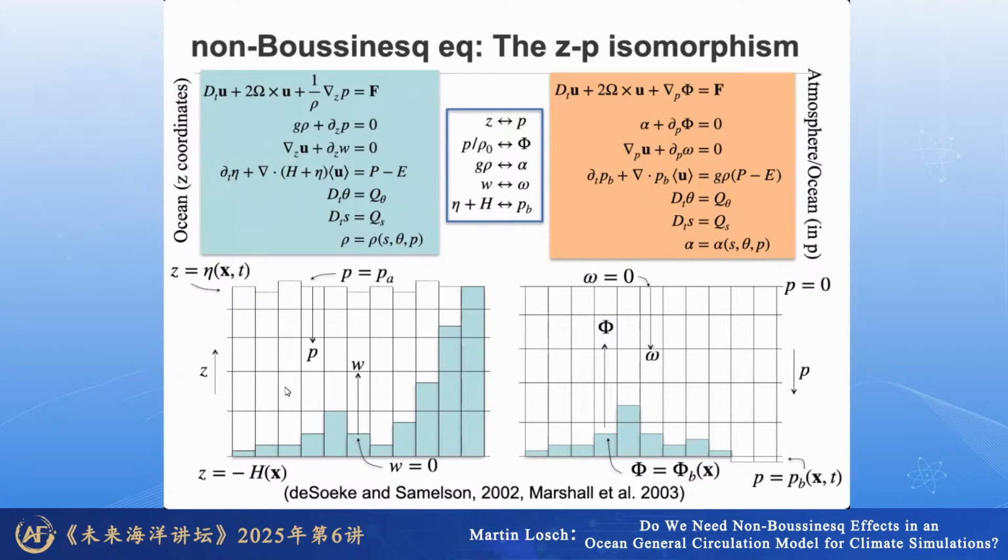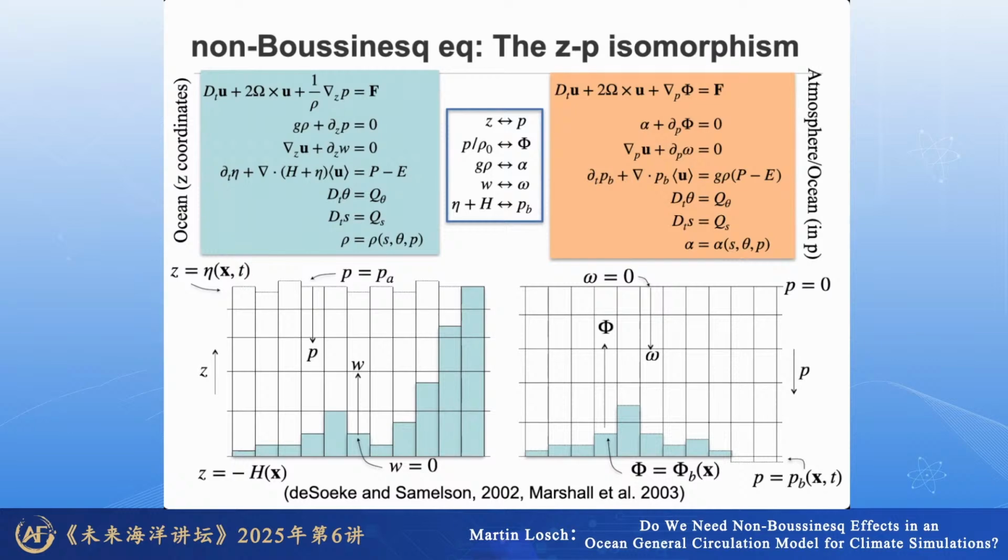But the main point is that now the free surface in the z coordinate model is of course at the top of the ocean, and you have the topography. But for the pressure model, the free surface variable is now at the bottom of the ocean. It's actually the bottom pressure anomaly, and so the coordinate system is turned upside down. That makes it a little more complicated to think about, but in general, it's really the same thing. Vertical velocities are replaced by the pseudo velocities, and the pressure is replaced by some geopotential.